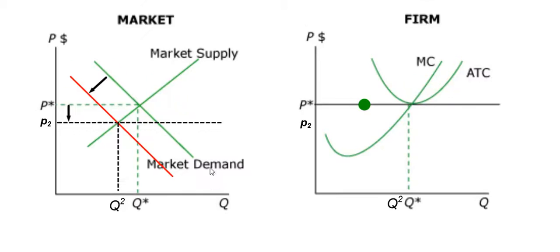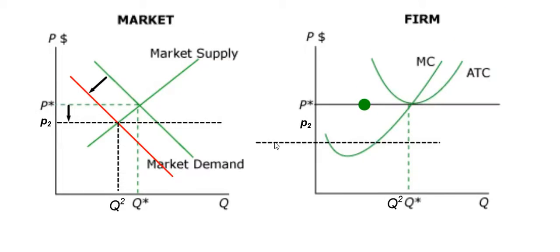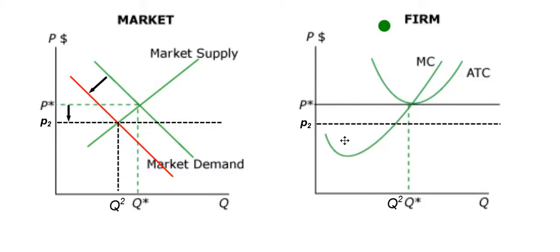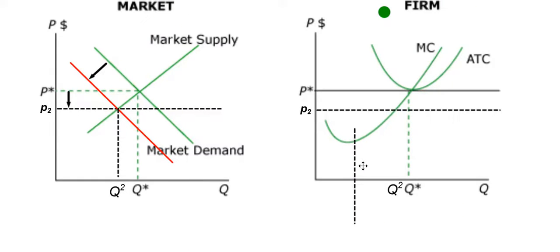Now, what happens in the firm? Well, the firm, once again, is a price taker. So that new lower price is going to extend over. I can line this up, hopefully. Pretty close, right? So now this is the new price in the firm. And the firm is still going to produce where marginal cost equals price. So we're going to put that right here.